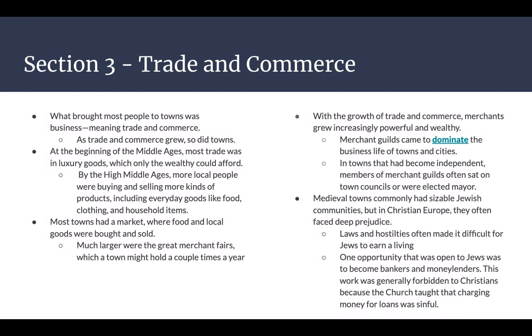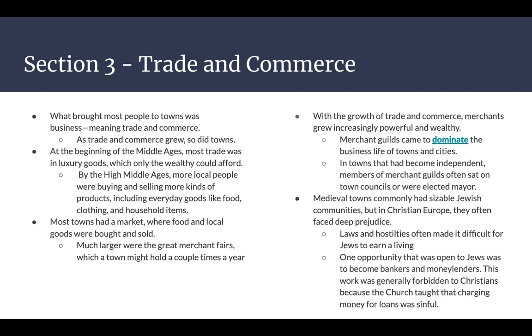Merchant guilds came to dominate the business lives in both towns and cities. In towns that had become independent, members of merchant guilds often sat on town councils or were elected mayor. So it's these guilds, these organizations of people of all one craft or all one skill or trade, that ended up having a lot of political significance as well.